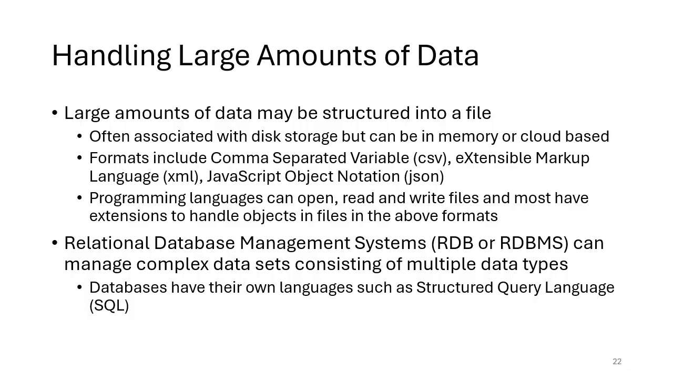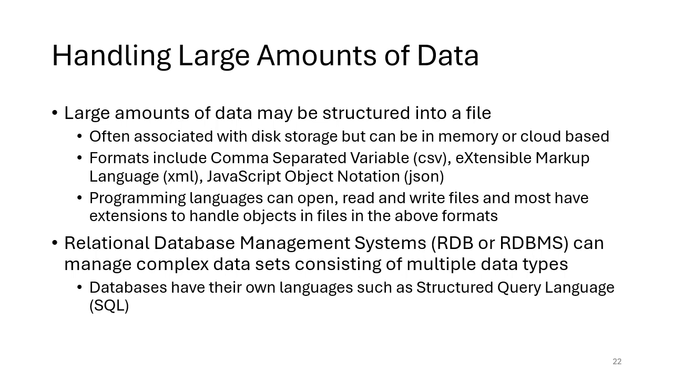Now, modern applications often have to handle large amounts of data. These can be structured into a file, often associated with disk storage, but that could also be in memory or cloud-based. And if we have a large amount of data in a file, then typically there would be a common format we use, such as comma separated variable or CSV file.